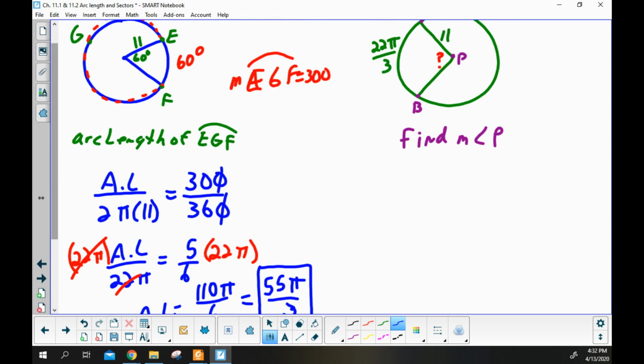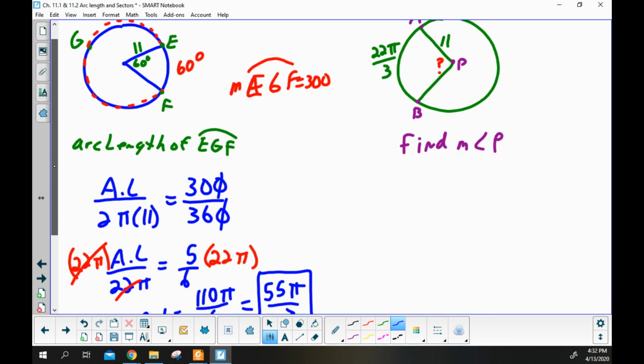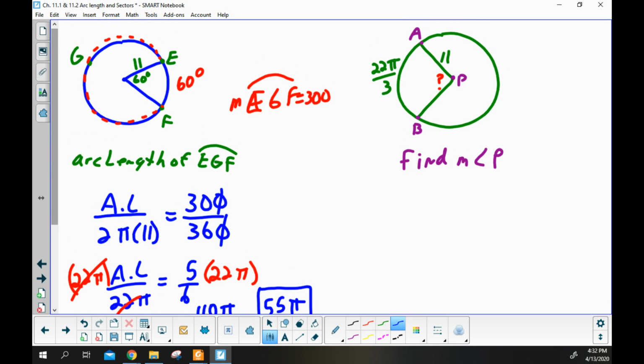The next one is that we were given the arc length, but they're asking to find the measure of angle P here, right? We're looking for that angle. So we're looking for the central angle, which we know is equal to the measure of arc AB. So if we can find arc AB, then we can find the measure of angle P. So we're going to do this a little bit in reverse.